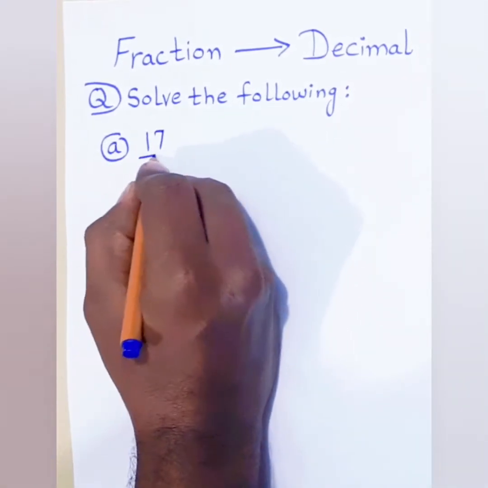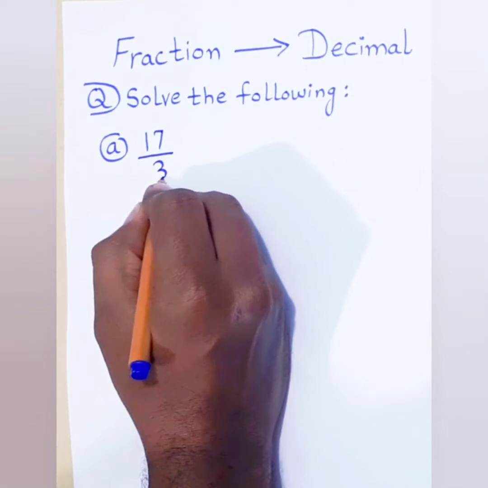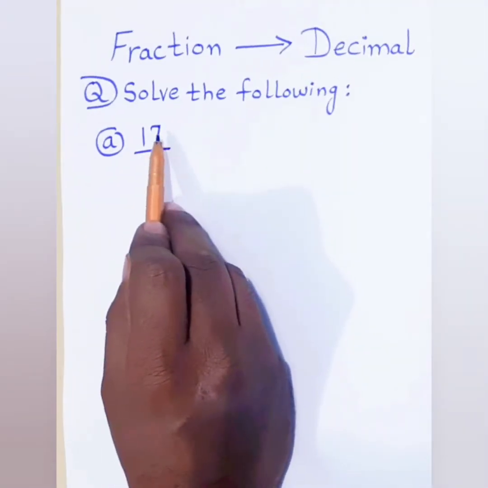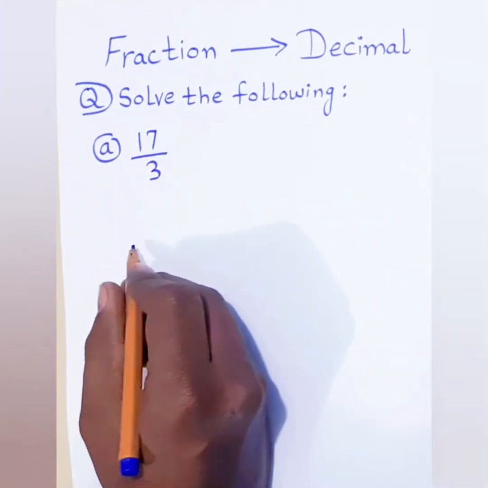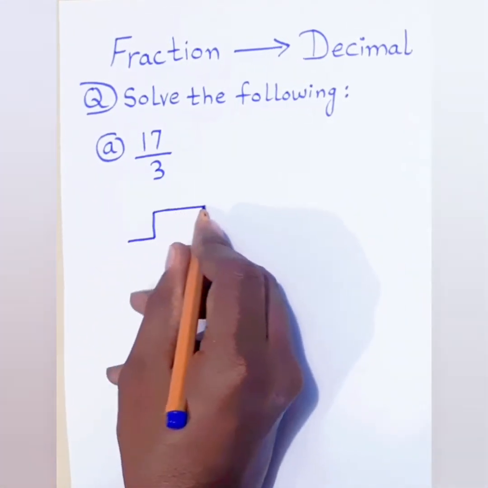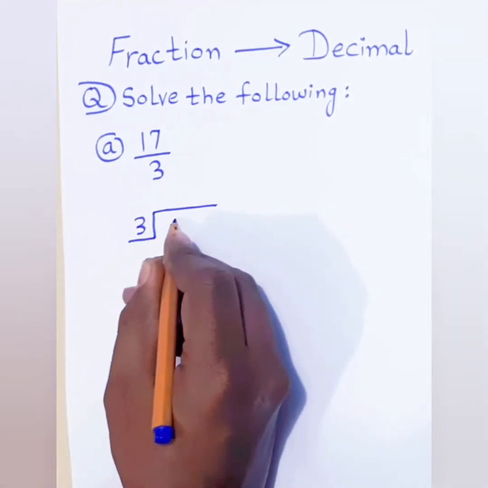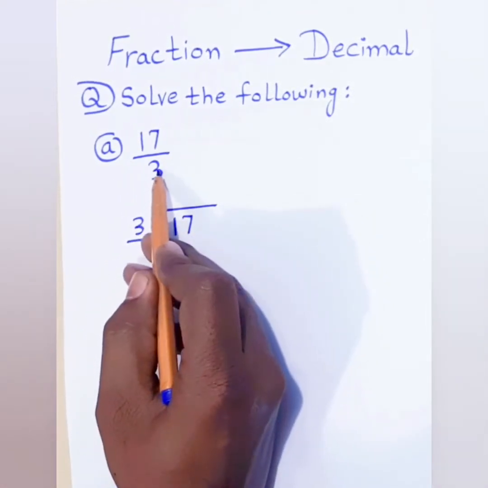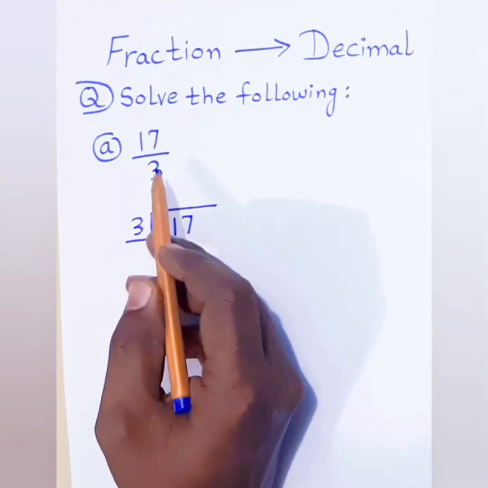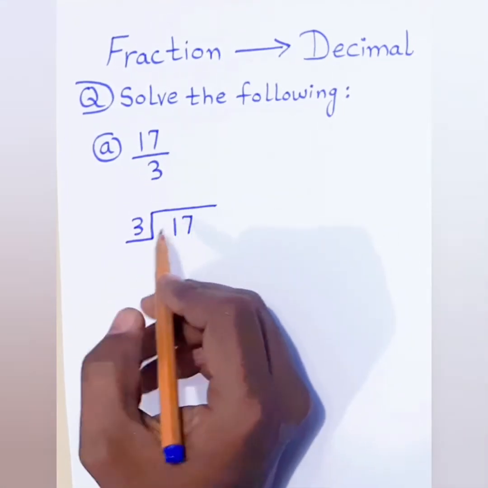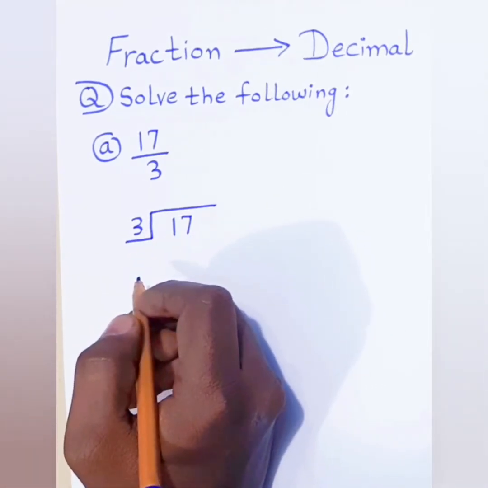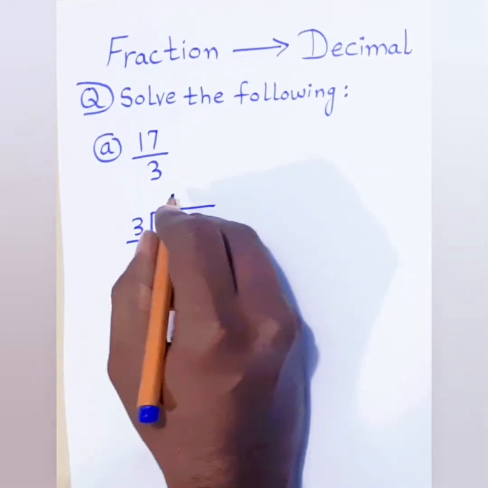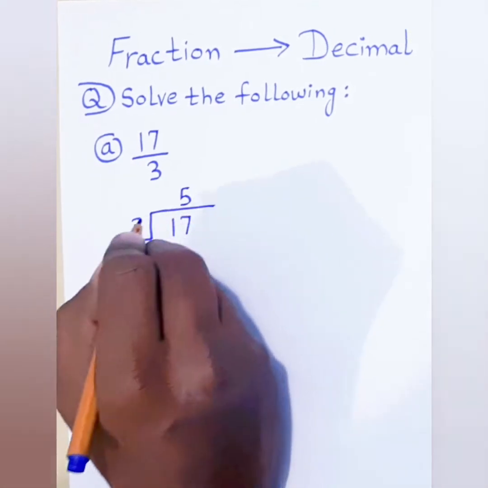17 upon 3. So we have a numerator 17 and a denominator 3. So we have to convert it into decimal. Firstly, we have to write 3 here and 17 here, because the denominator should be on the divisor side and the numerator should be on the dividend side. Okay, we have to read the table. 3 1s are 3, 3 2s are 6, 3 3s are 9, 3 4s are 12, 3 5s are 15, 3 6s are 18. So 3 5s are 15.